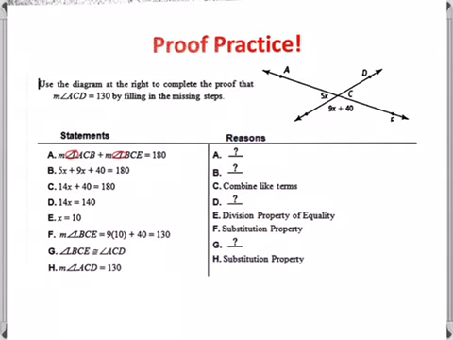Well, they didn't actually give us anything in this problem, so there's no given. We just know that ACB and BCE is 180 because this is the definition of a linear pair. They are adjacent and supplementary, and they form a straight angle, so that's a linear pair.